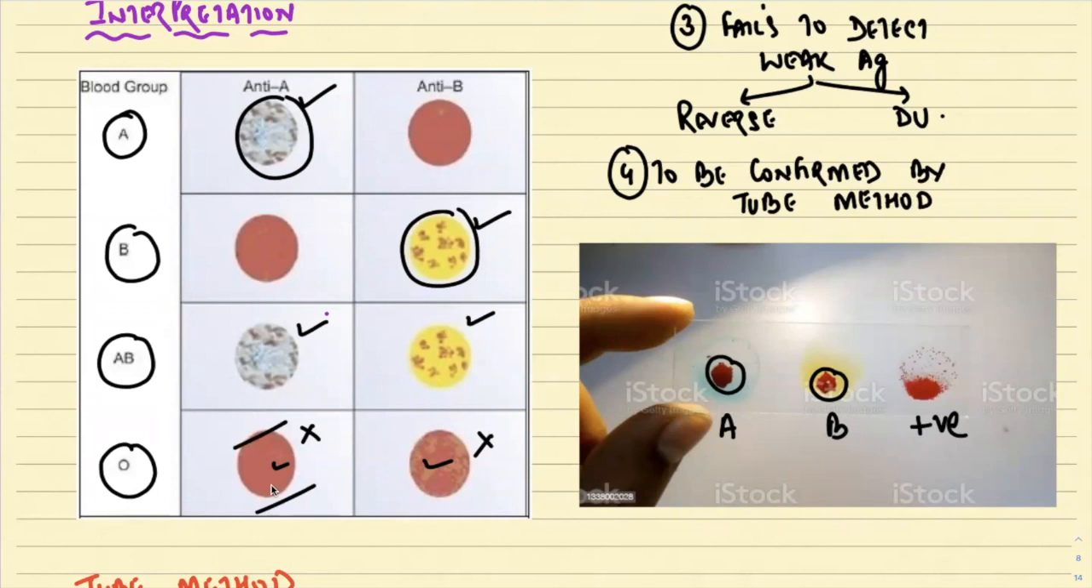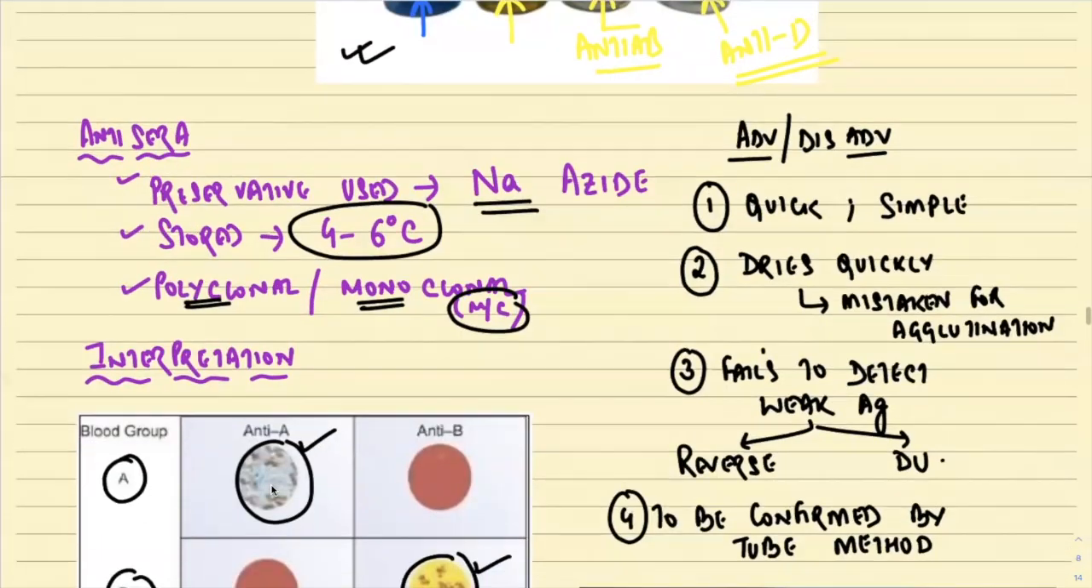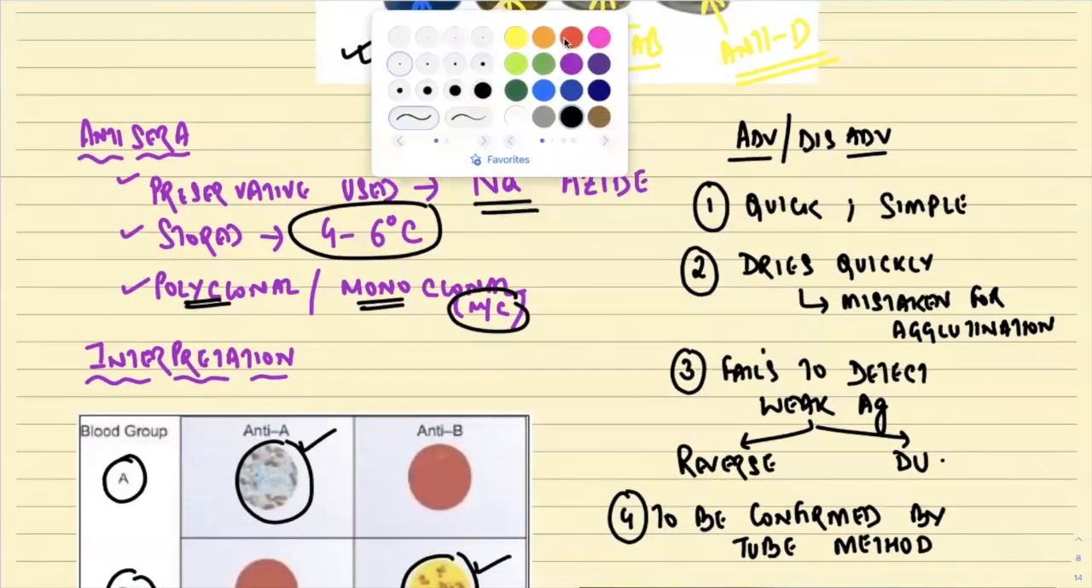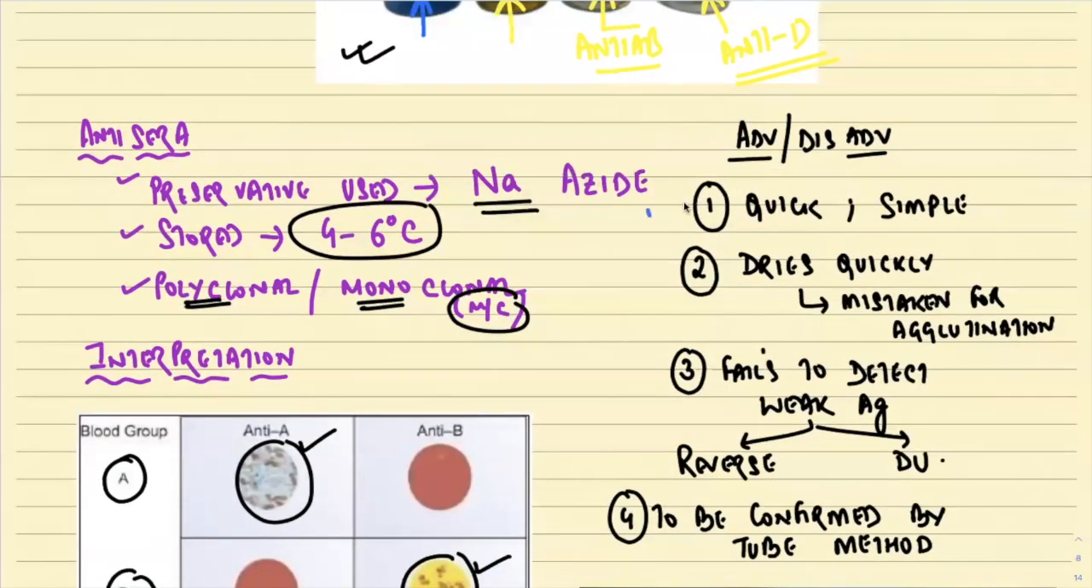Wait, after the class, I'm going to give one very beautiful diagrams in the group, so you will be able to understand everything. Okay. Now, regarding the slide method, the important thing is that this is very quick and simple. So if you are carrying out a blood bank camp, if you are organizing a camp, if there's an emergency situation, this can be done.